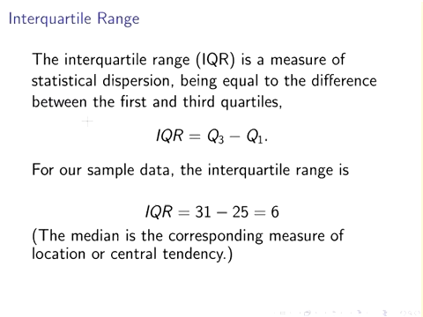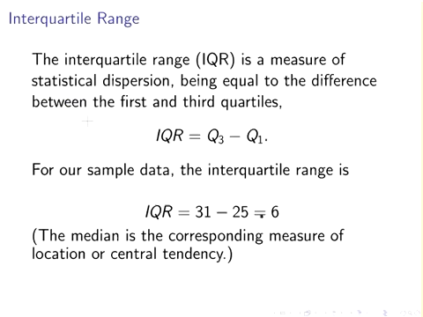So, next we move on to the interquartile range. It's a measure of statistical dispersion being equal to the difference between the first quartile and the third quartile. So it's Q3 minus Q1. So for the data we're going to use, the third quartile is 31, minus 25, that's the Q1. So the difference between the two numbers there is 6. So the interquartile range there is 6.